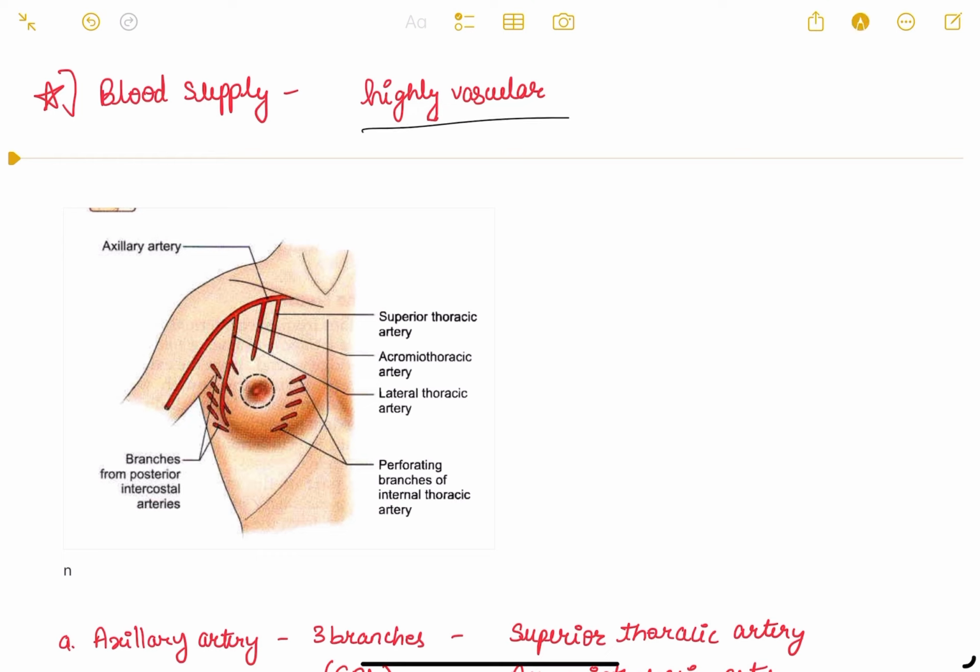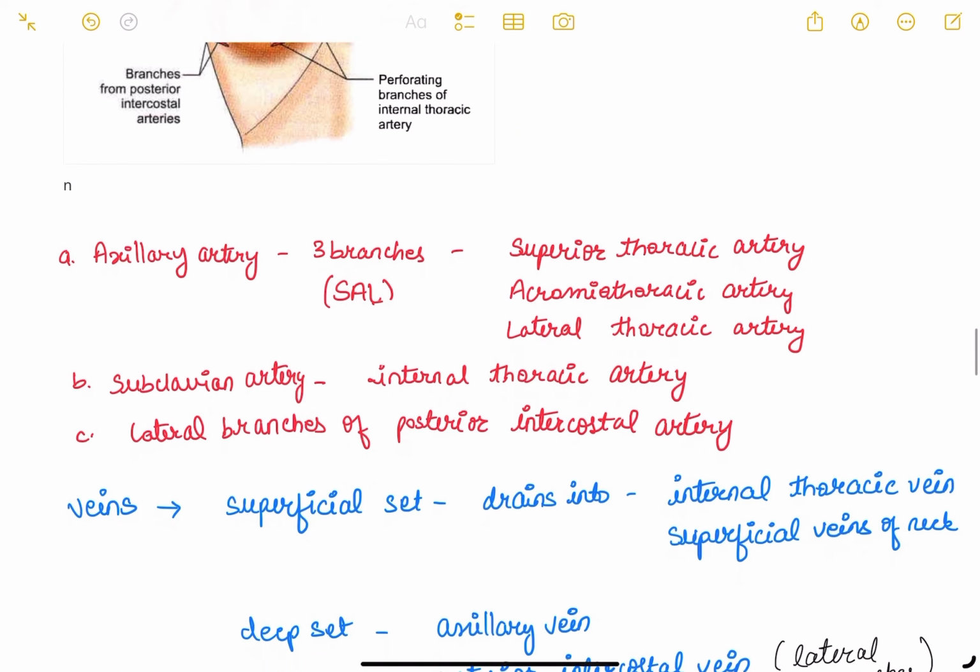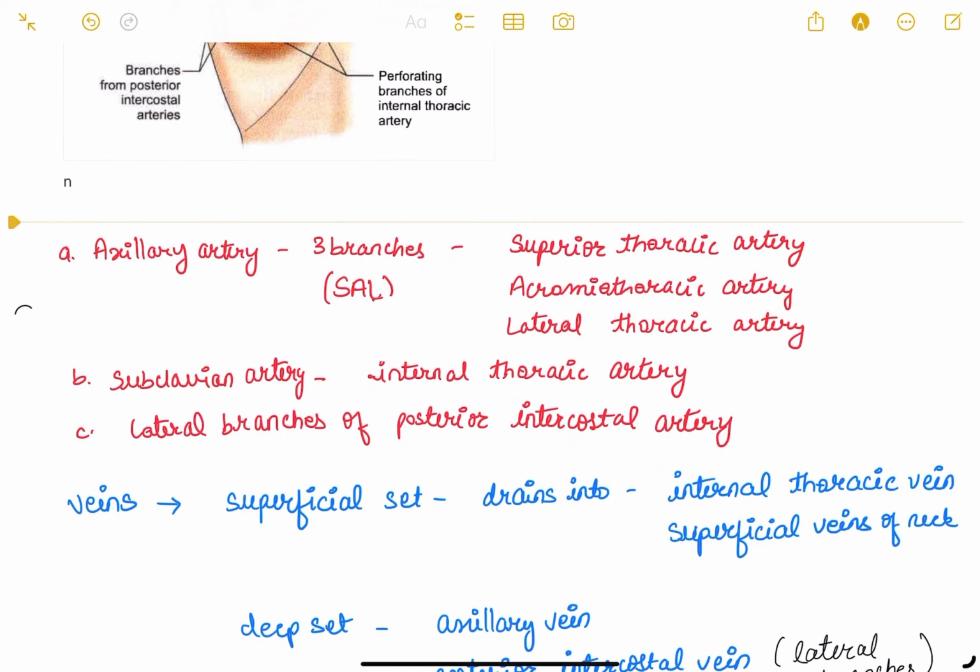So the breast is a highly vascular structure. It is supplied by 3 arteries and their branches. You can remember this by the mnemonic SAL. From S we have the subclavian artery and its branch, the internal thoracic artery. From A we have the axillary artery.